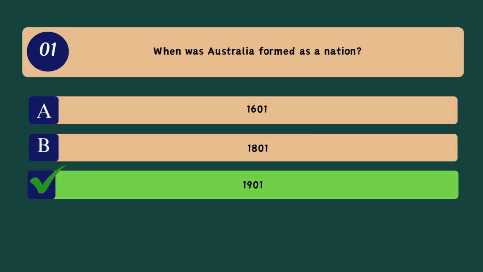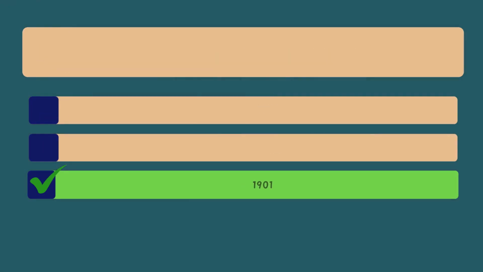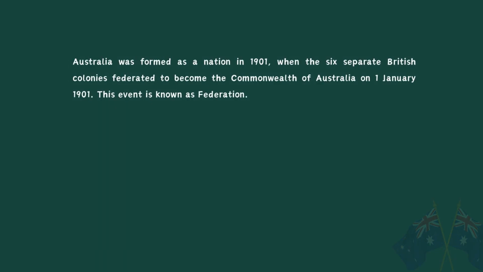Correct answer C. 1901. Australia was formed as a nation in 1901 when the 6 separate British colonies federated to become the Commonwealth of Australia on the 1st of January 1901. This event is known as Federation.